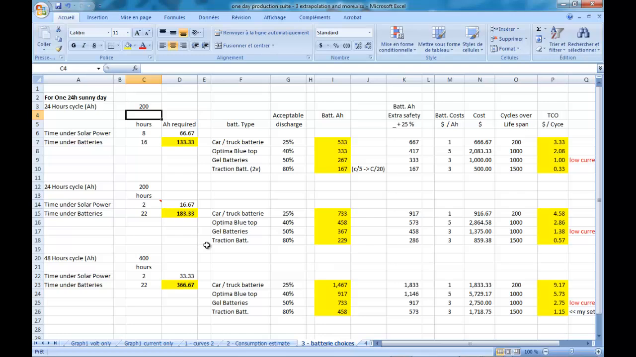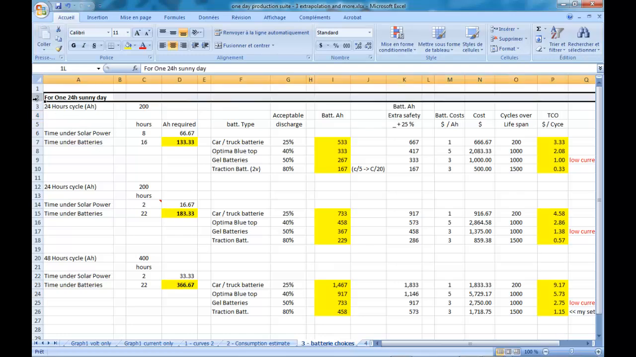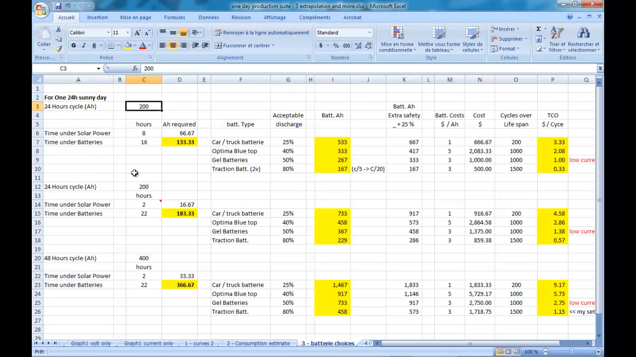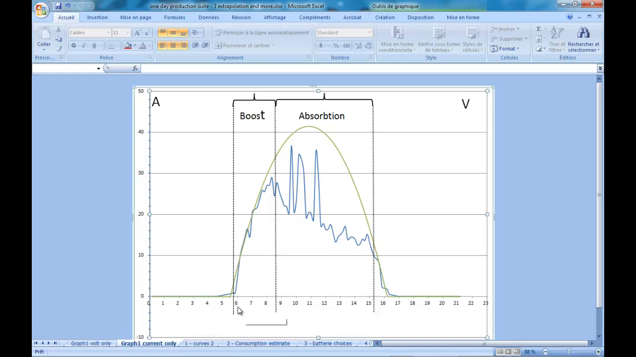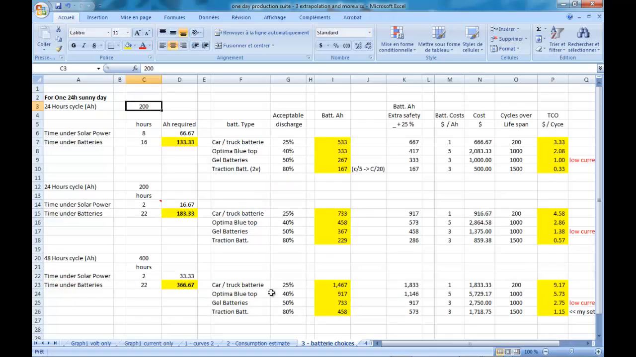Now basically we're going to need, at the moment, to get to 200 ampere hours. Again, I've put 3 scenarios. The first one is a 24-hour sunny day, which is absolutely gorgeous, and you need to do 200 ampere hours. During that day, if we look at that curve again, we have about 8 hours of power. If we trim a little bit, 1 hour here, 1 hour there, we can imagine that we have 8 hours instead of 10. We can make it safe.